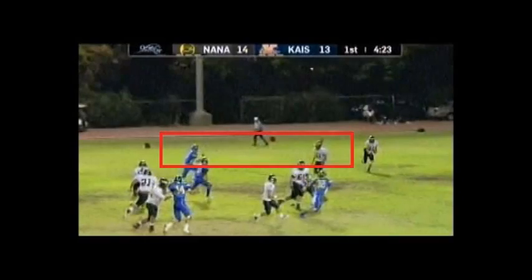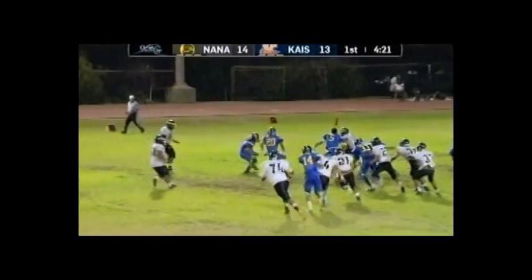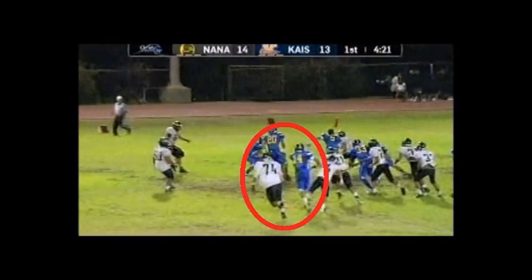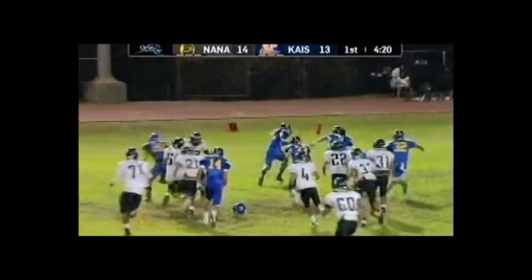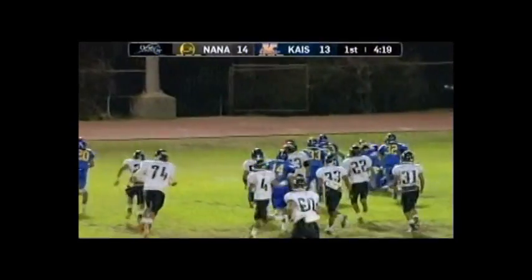So here's the collision. I'd also like you to watch number 74 and 14. 74 comes in, clobbers 14 after the play is over. So basically what we're going to have is we're going to have a 15-yard enforcement from the end of the run, which is about the 10.